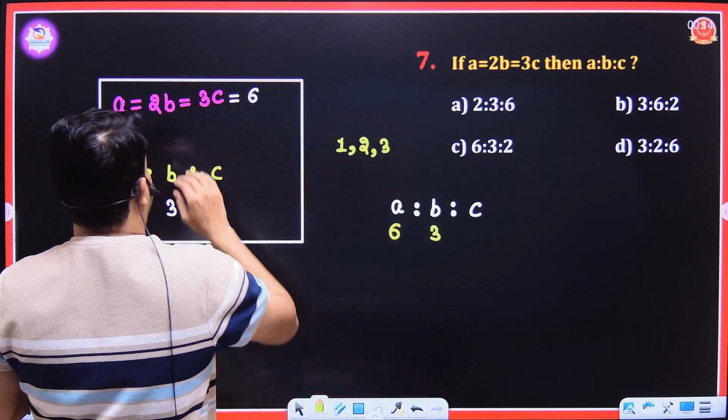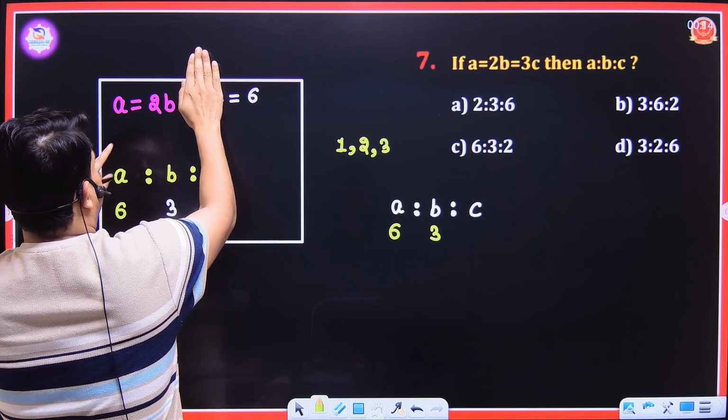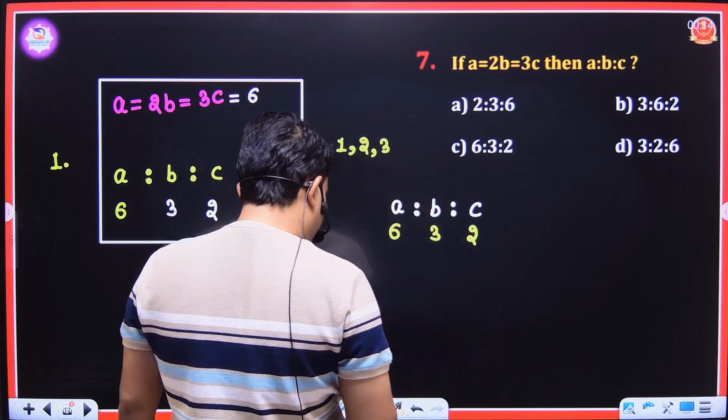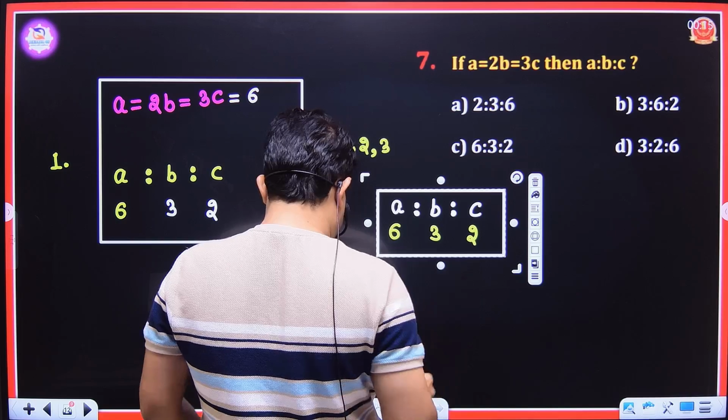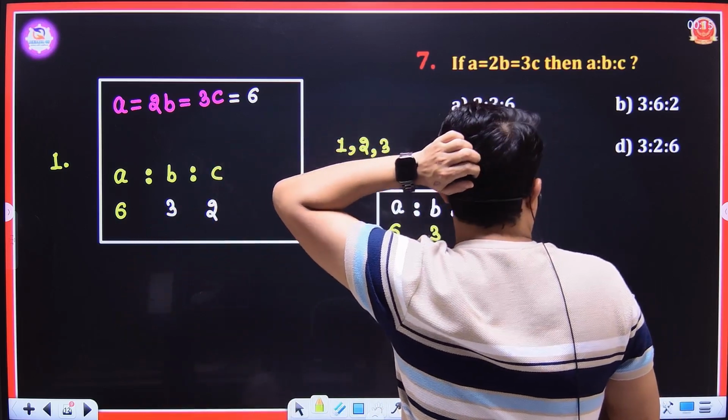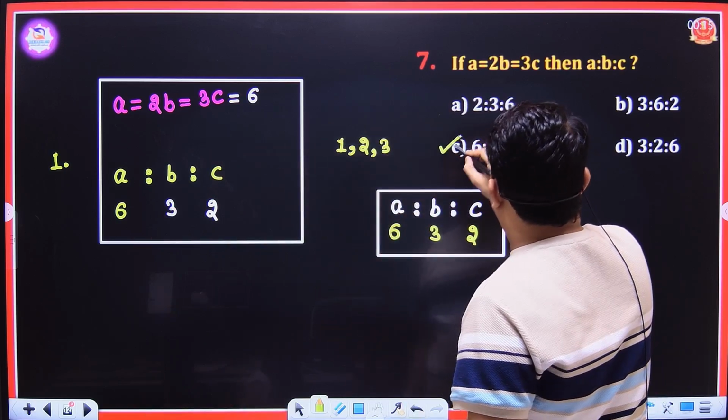And if we have to write C, then we will hide it. Then 2 times 1 is 2. So this is the method that you will adopt while solving your question. So what I have, A ratio B ratio C is 6 3 2. That is option number C. Next.